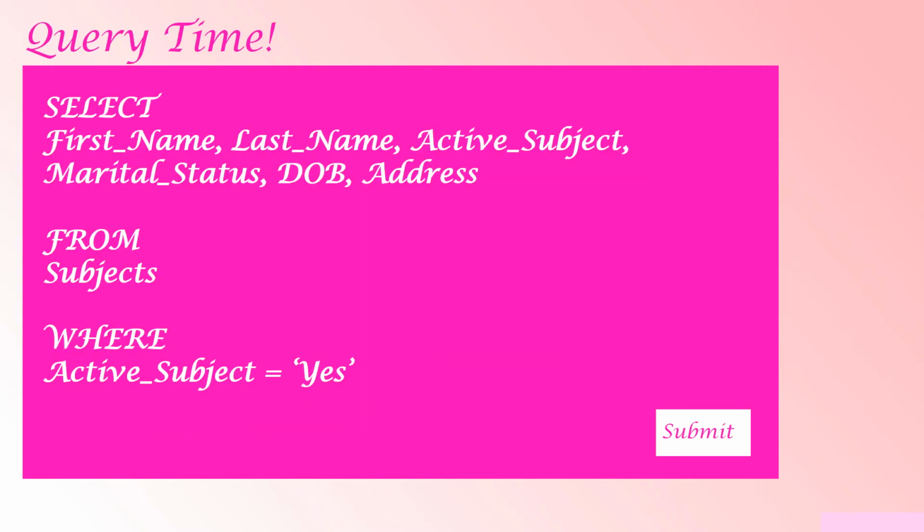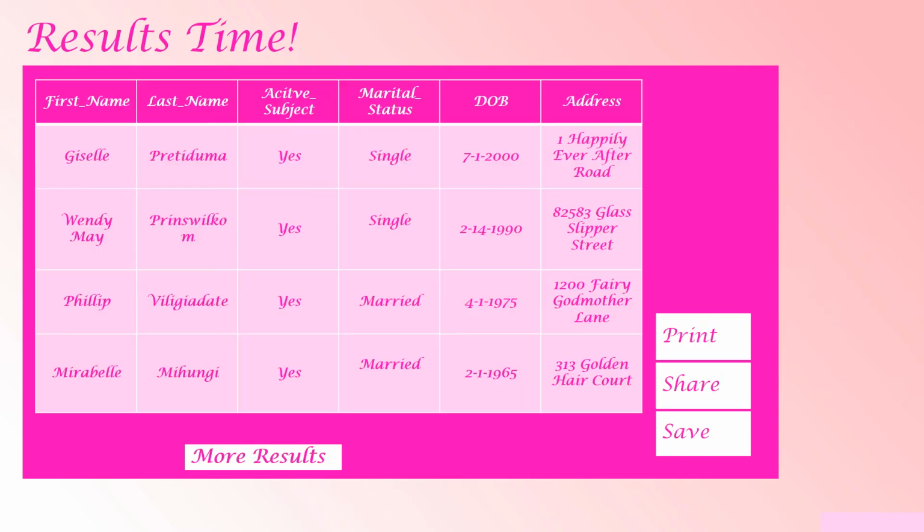We also know how to bring back active subjects. We did this a few lessons ago. Select first name, last name, active subject, marital status, DOB, address from subjects where active subject equals yes. The result set may look like this. Notice all of the rows under the active subject column equal yes.